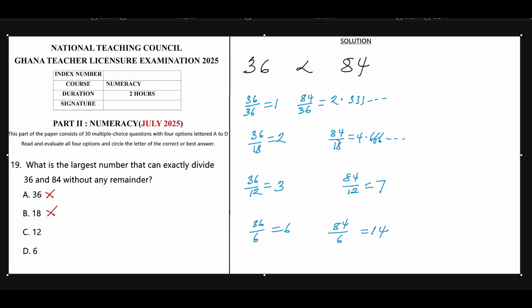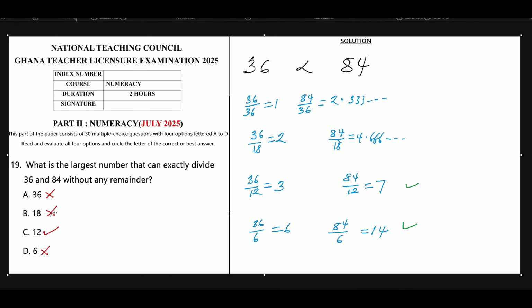So for now, 12 and then 6, these two numbers can divide 36 and 84 exactly without any remainder. But which of them is the largest number that can divide these two numbers? Obviously that is 12. So in this case, we select 12, and we eliminate 6. So the right answer is option C.